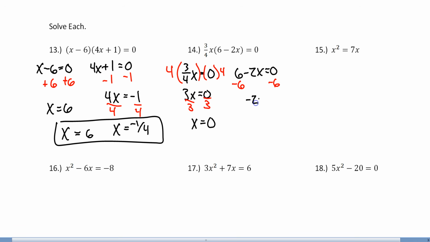So I end up with a negative 2x equals a negative 6, and then I divide each side by that negative 2. So I find out that x equals a positive 3. And those are my two answers.